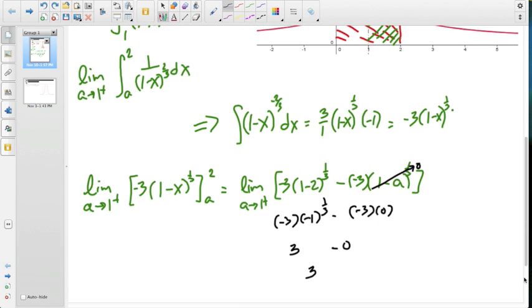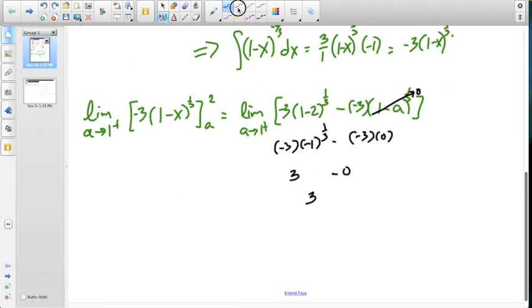So for the entire expression, we're talking about the integral from 0 to 2 of 1 over 1 minus x to the 2/3 power dx. As we integrate that, the area approaches the value of 6, which is finite.